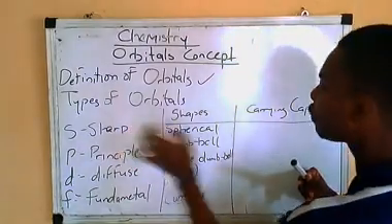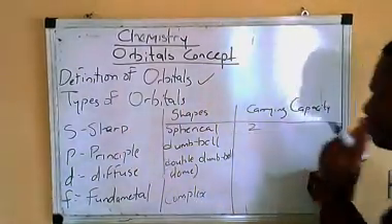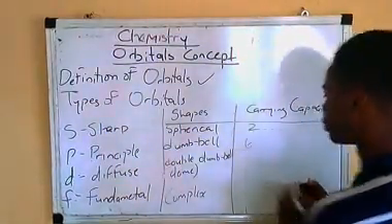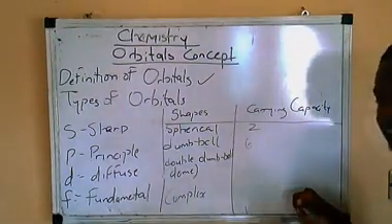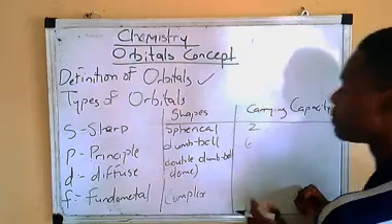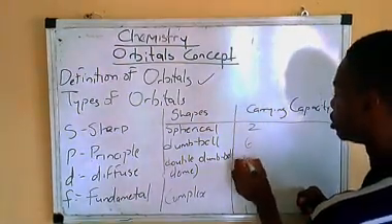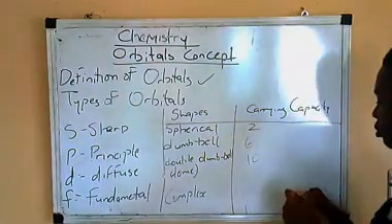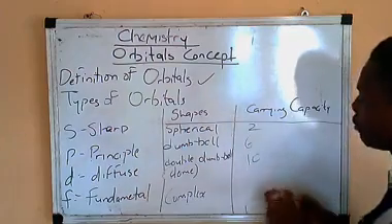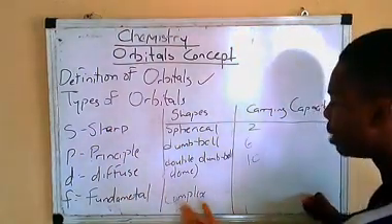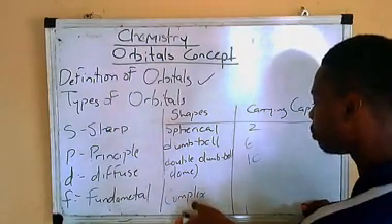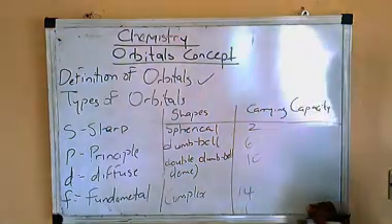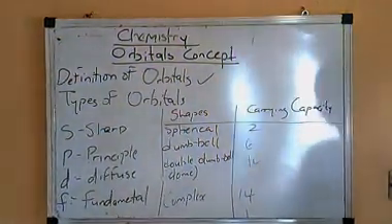The carrying capacity of the s orbital is 2. The carrying capacity of the p orbital is 6. Then d is 10. Then f, that is fundamental complex orbital, is 14. Their carrying capacity is 14.